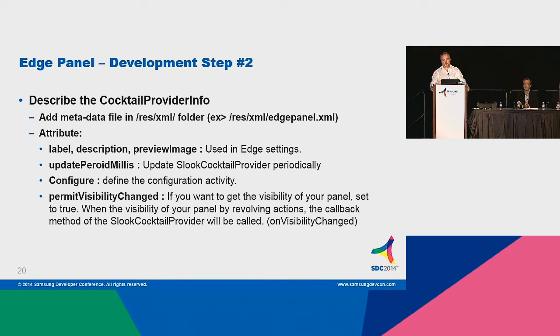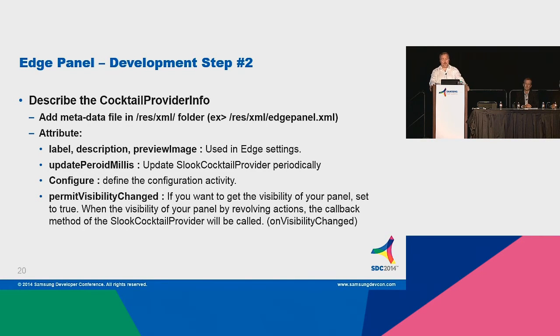The cocktail provider info is used to define the properties of the edge panel, such as its name, its description, and how often to update the panel. The cocktail provider info data should be defined in the resource folder at res/xml, for example res/xml/edge_panel.xml. The label, description and preview image are used in the edge panel settings application to allow the user to select the edge panel to enable or disable.